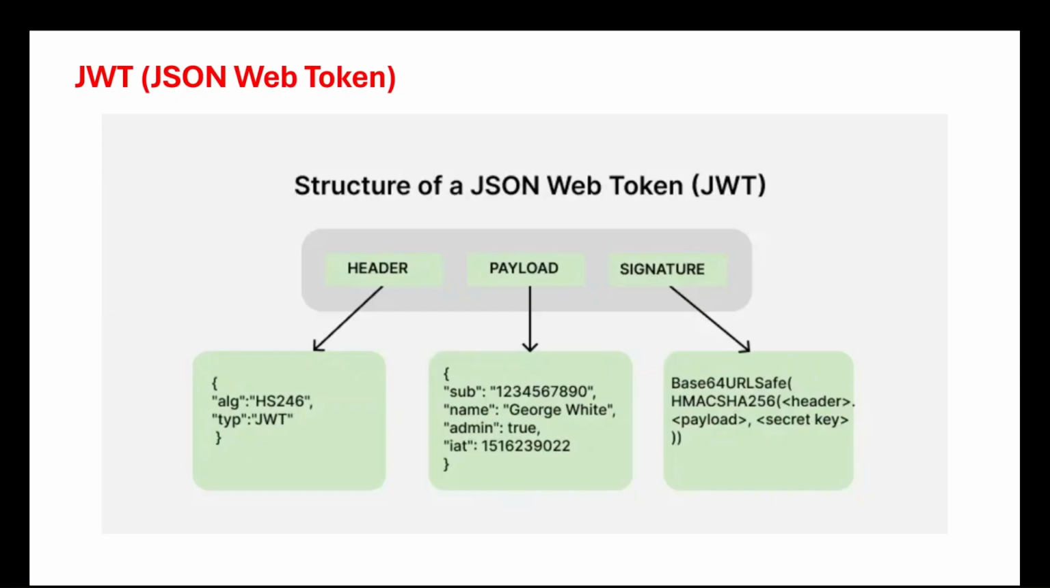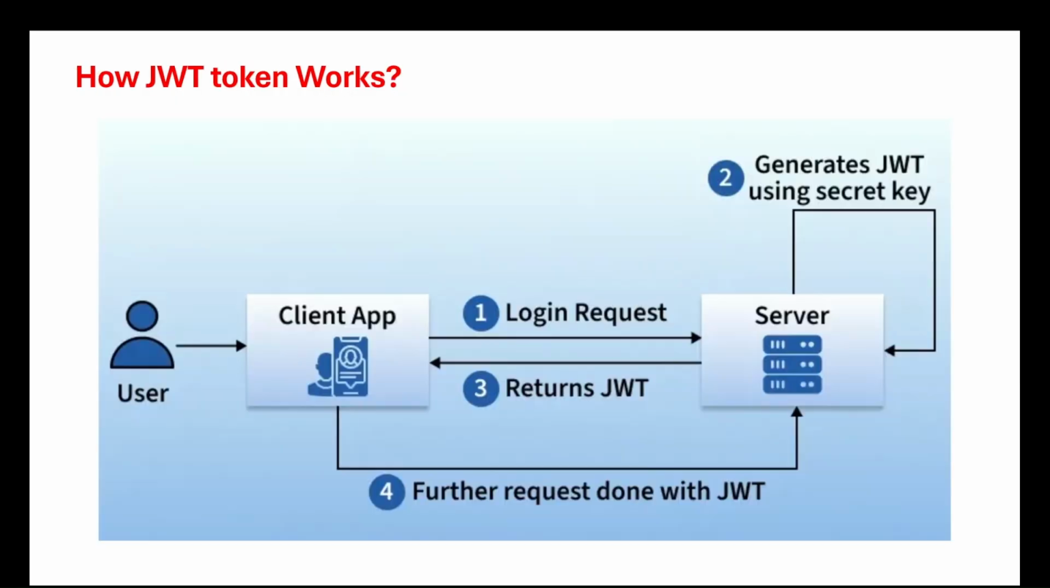The token contains three parts: header, payload, and signature. Header contains the information about the token type and encryption algorithm. Payload contains user-related information such as user ID, username, roles, etc. Signature is used to verify that the token has not been modified during the transaction. These three parts are encoded and combined to form the final JWT token. This structure ensures secure and reliable authentication.